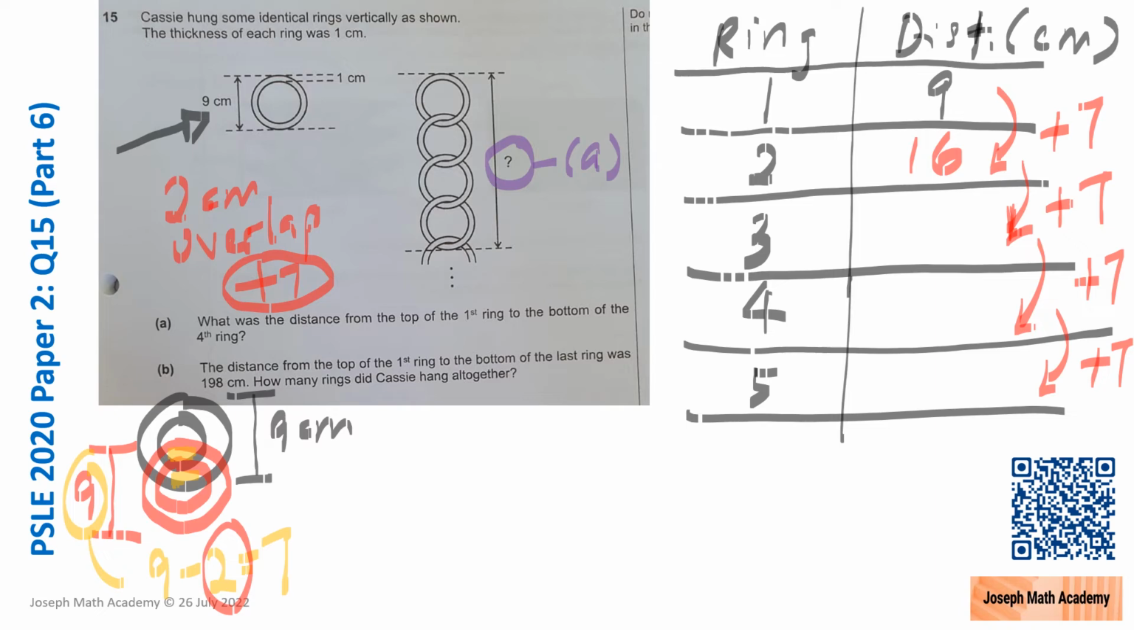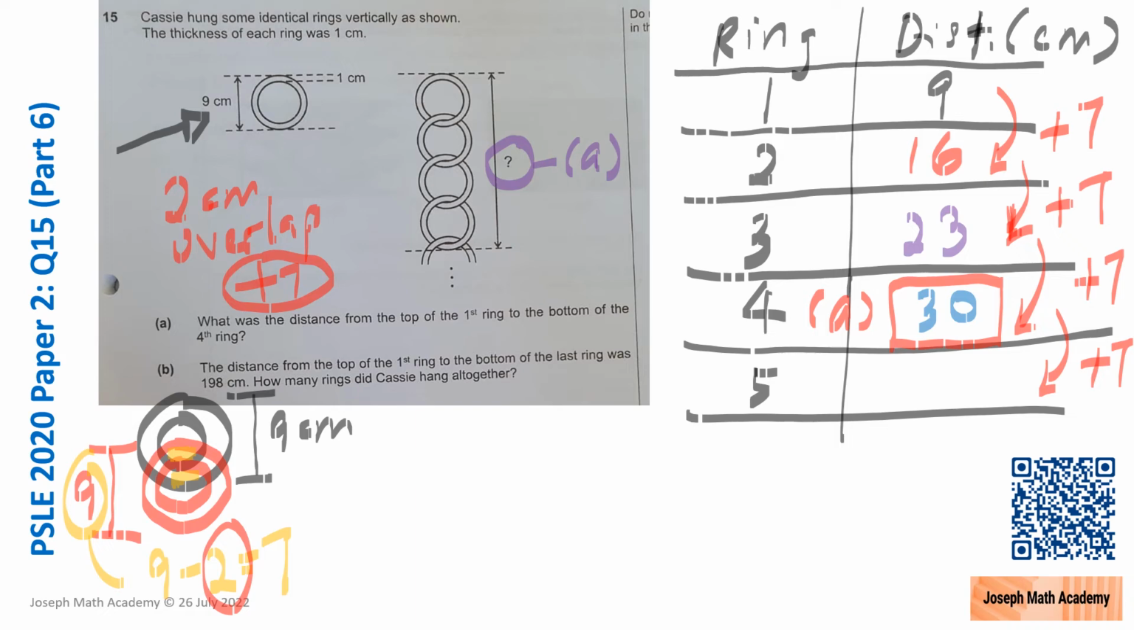So from here, we should obtain ring number 3. When we have 3 rings, the distance from the top of ring 1 to the bottom of ring 3 should be 16 plus 7 is 23. How about when we have 4 rings hung on the vertical line? The distance from the top of ring 1 to the bottom of ring 4 would be 30. How did I get 30? It's 23 plus 7. That gives me 30. So I have already answered part A. Part A is completed.